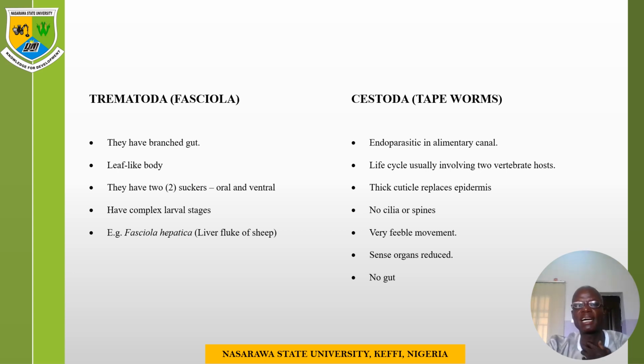We have another class, Cestoda, and these are also known as tapeworms. They are endoparasites in the alimentary canal. Their life cycle usually involves two vertebrate hosts. They have a thick cuticle, which replaces the epidermis. They don't have cilia or spines.